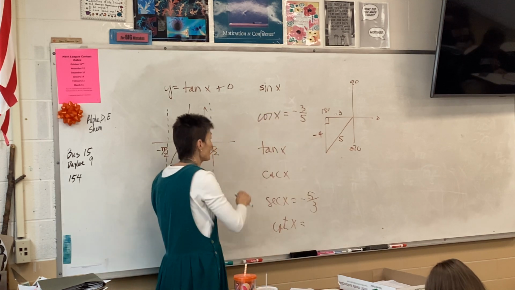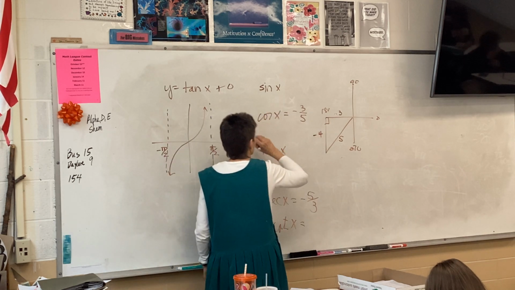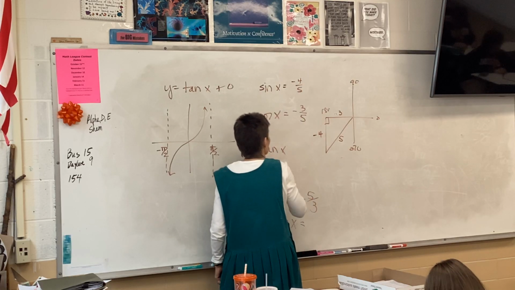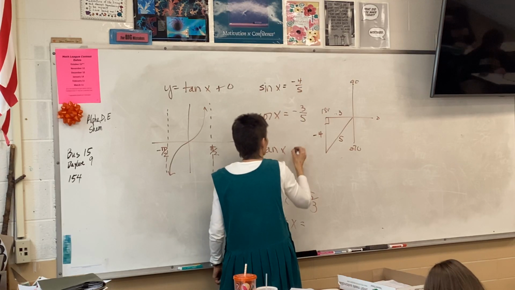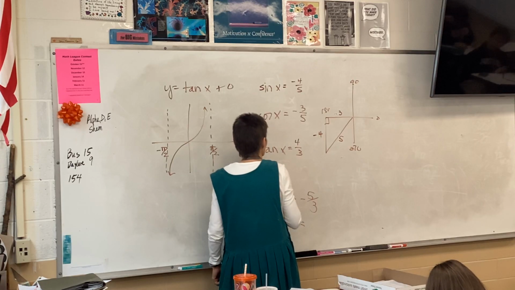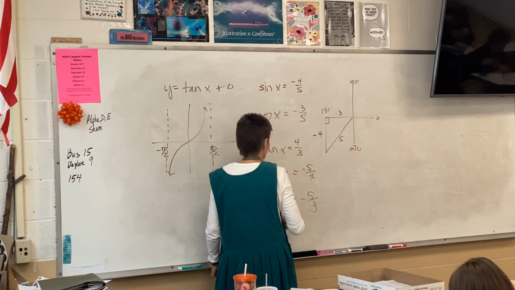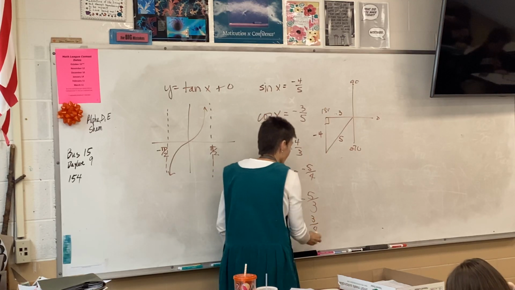All right, answer the questions. What's the sine? Negative 4/5. Tangent, 4/3. Cosecant, negative 5/4. And cotangent, 3/4.